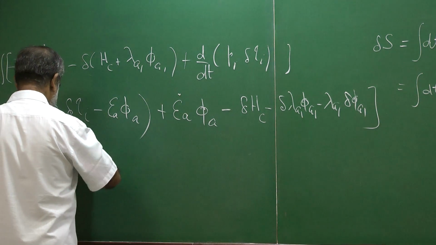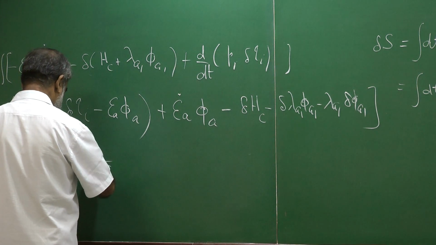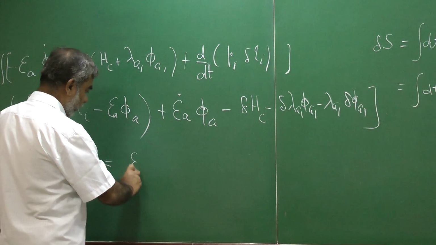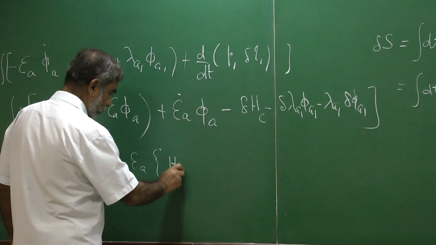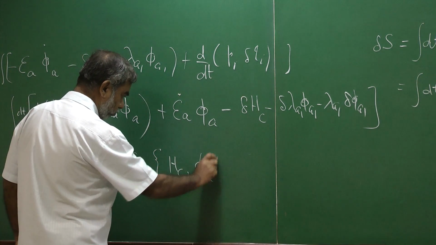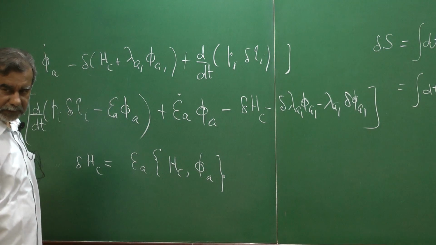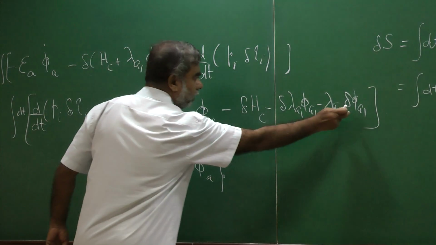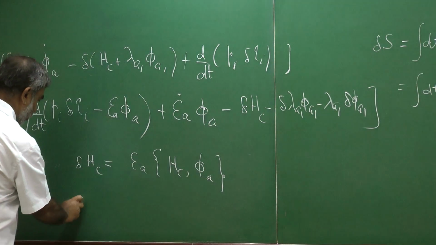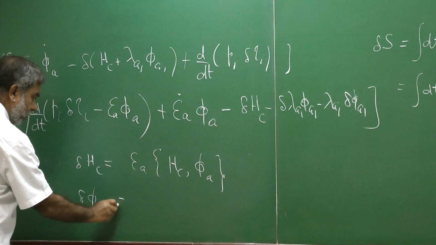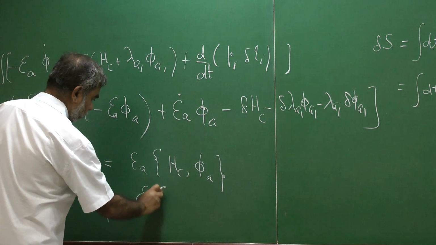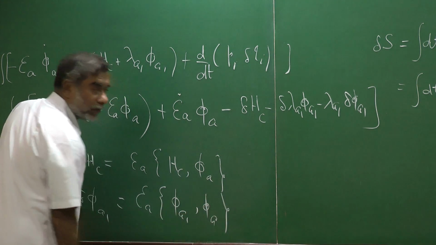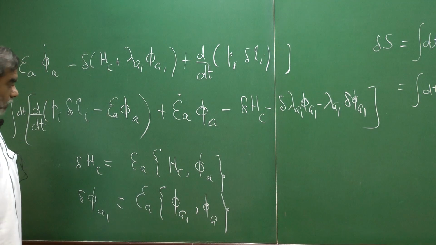What is delta HC? This is actually the variation. So you have this is basically this thing, right? This is this. And delta of this one, delta of phi A1, okay, right?